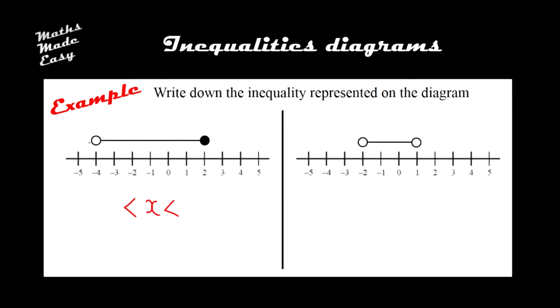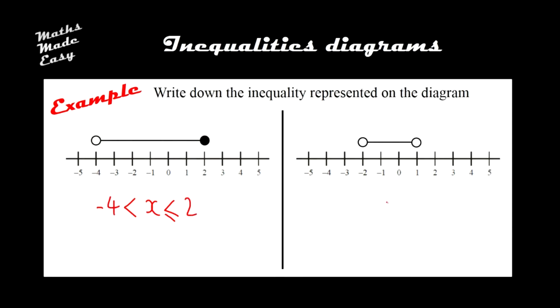Then I look at the circles and decide, do I need to put a less than or equal to or not? So this one here is an open circle, so I leave that as a less than. This one here is a shaded in circle, so it will be a less than or equal to on this side. And then finally you put the numbers, so -4 here, and then 2 up here.